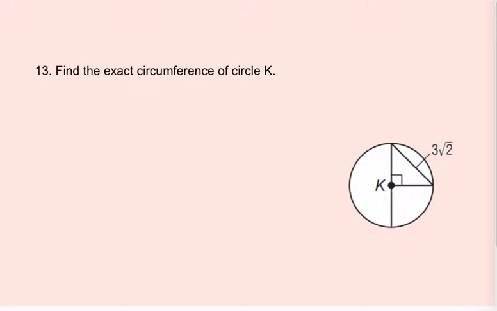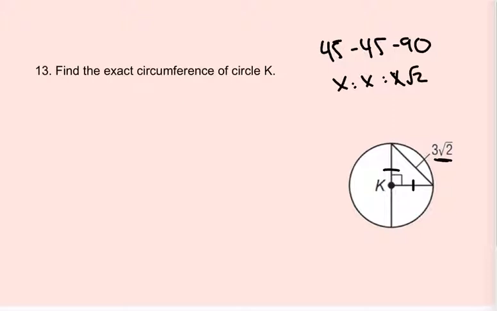Find the exact circumference of circle K. So this is 3 square root of 2. These two have got to be the same. So this is a 45, 45, 90 situation here. Well, this is going to be x square root of 2. Well, I know it's 3 square root of 2. So that means each side is going to be 3. You guys can do the work on that. So that's 3 and that's 3. So that means that my diameter is 6. So my exact circumference is going to be 6 pi.